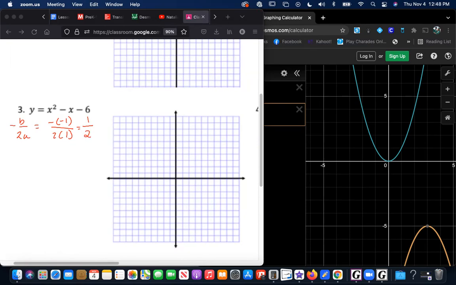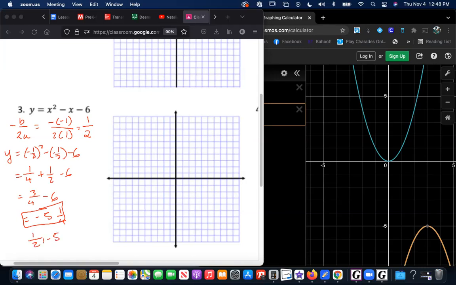Then what we're going to do is plug this into our y value to figure out the y value of your vertex. So you have 1/2 squared minus 1/2 minus 6. So this is going to be positive 1/4 minus 1/2 minus 6, which is -1/4 minus 6, which is -6 1/4. So that's our point. Our point should be 1/2, -6 and 1/4.